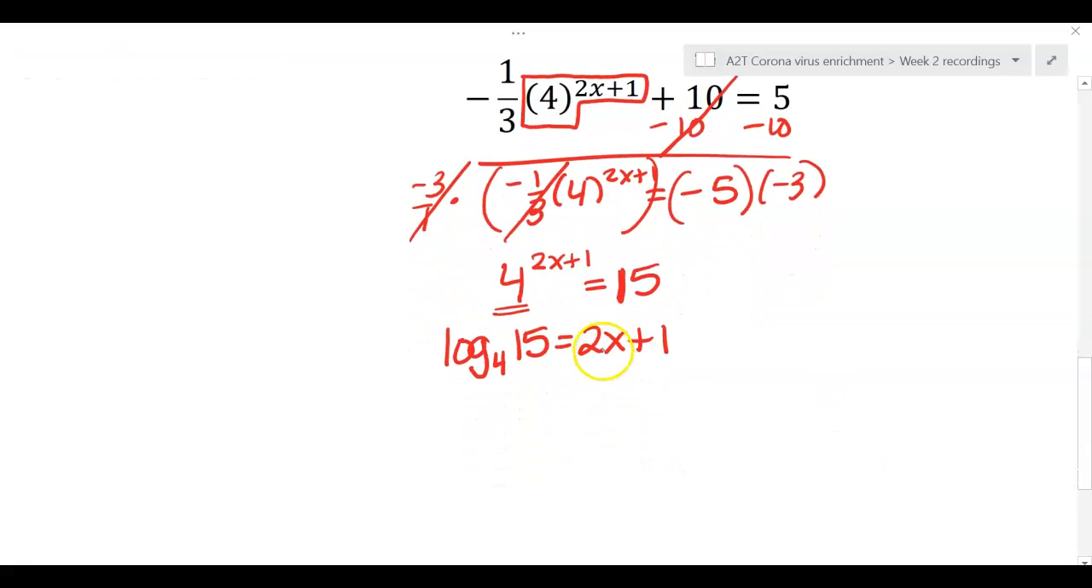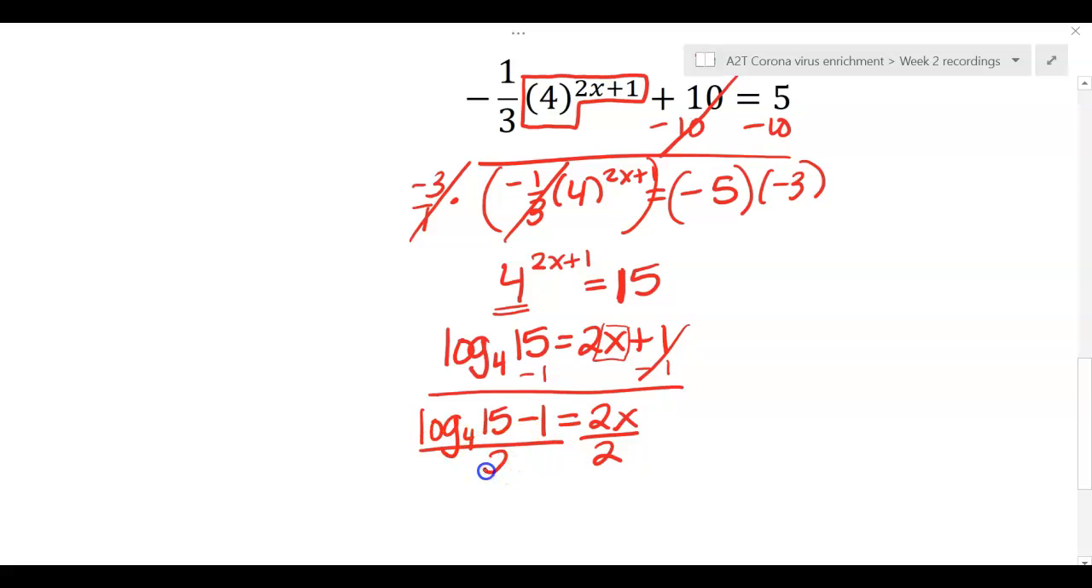Now I can solve for x like I normally would. Here's x, and to get x alone, I'm going to need to subtract 1. And very carefully keep in mind that 15 is not having 1 subtracted from it because 15 is part of the number log base 4 of 15. And then I'm going to divide by 2. And it's okay to keep my answer in that format. So I'm just going to keep it as log base 4 of 15 minus 1 over 2.